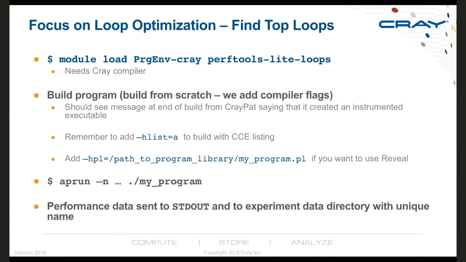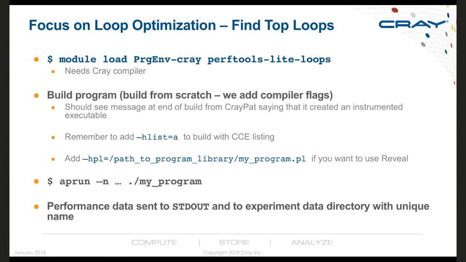I typically add -h list=a because I'm going to get some additional information, which is very useful. You don't have to do that. The one thing you do have to do with this experiment is you have to add -h pl. This is a program library. The user specifies the name of the directory that the compiler will create, and that is needed if you ever want to use Reveal.